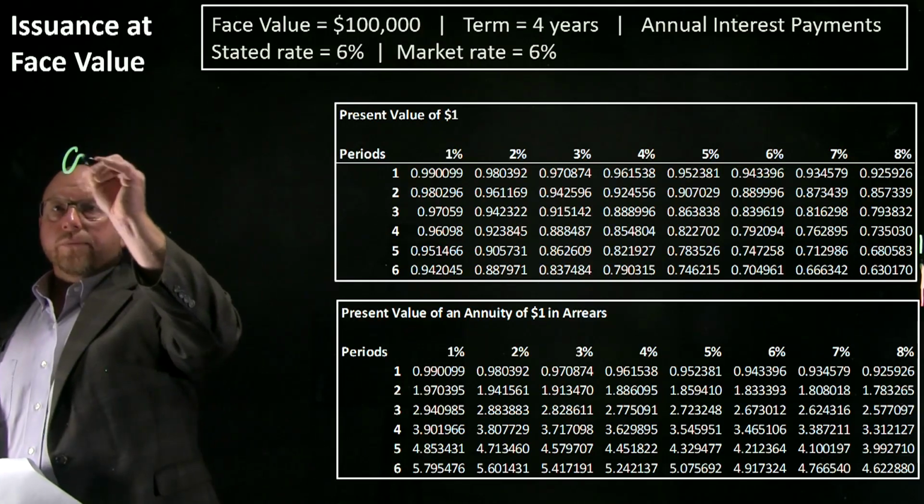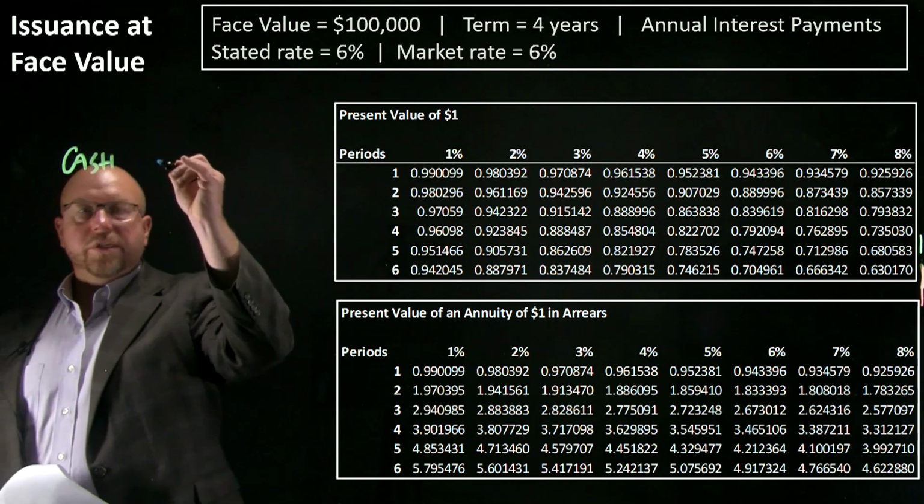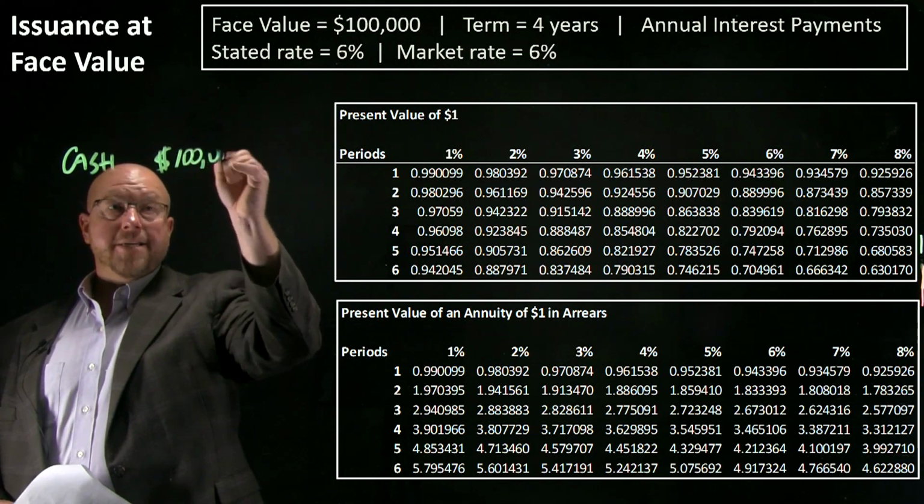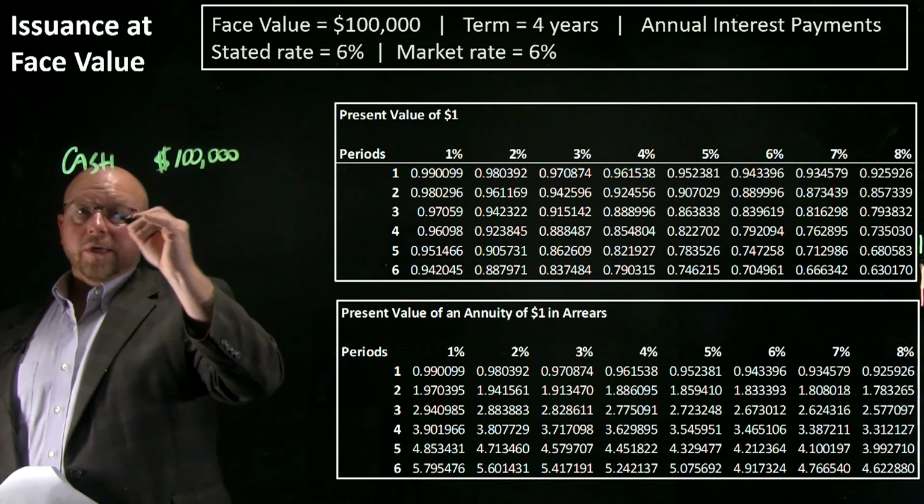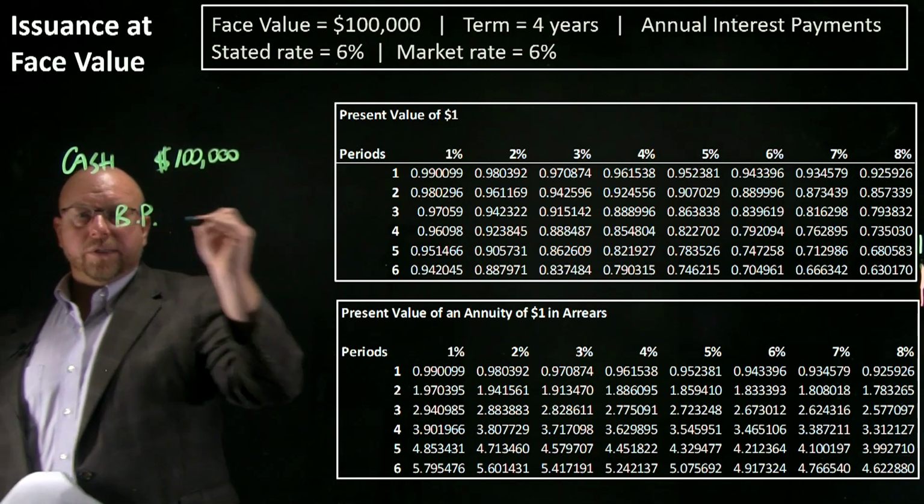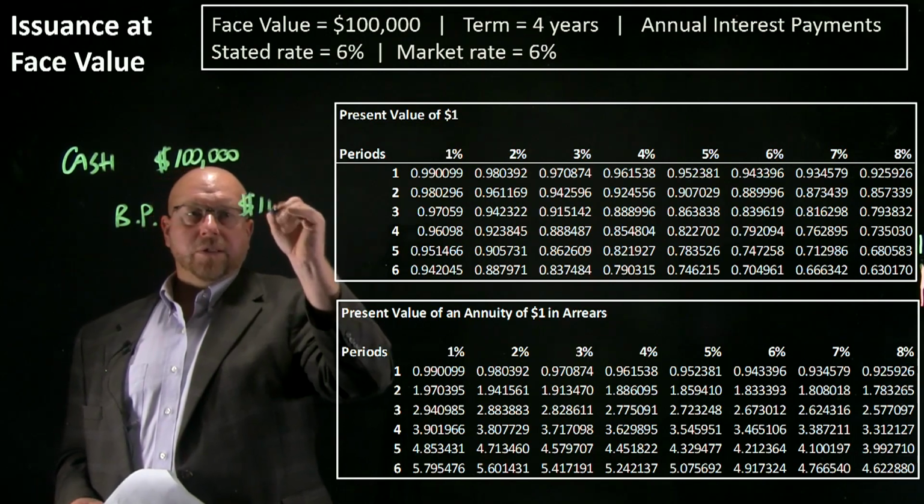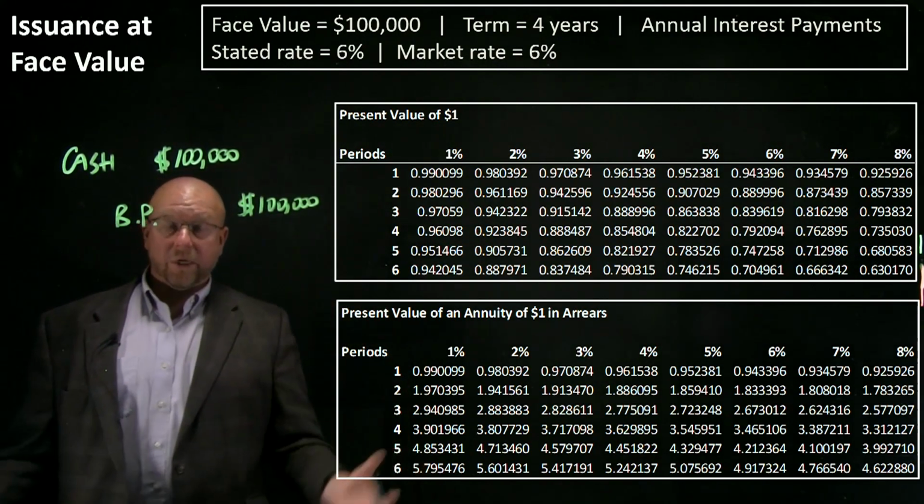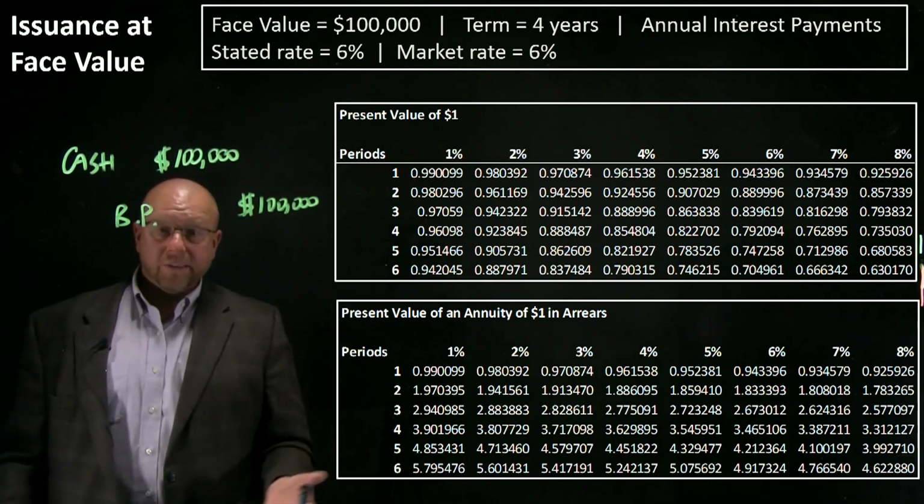Finally, the journal entry, probably the simplest journal entry that we will see in this recording. Simply, cash goes up by 100,000, bonds payable goes up by 100,000. There is no premium, there is no discount, nothing's going to be amortized.